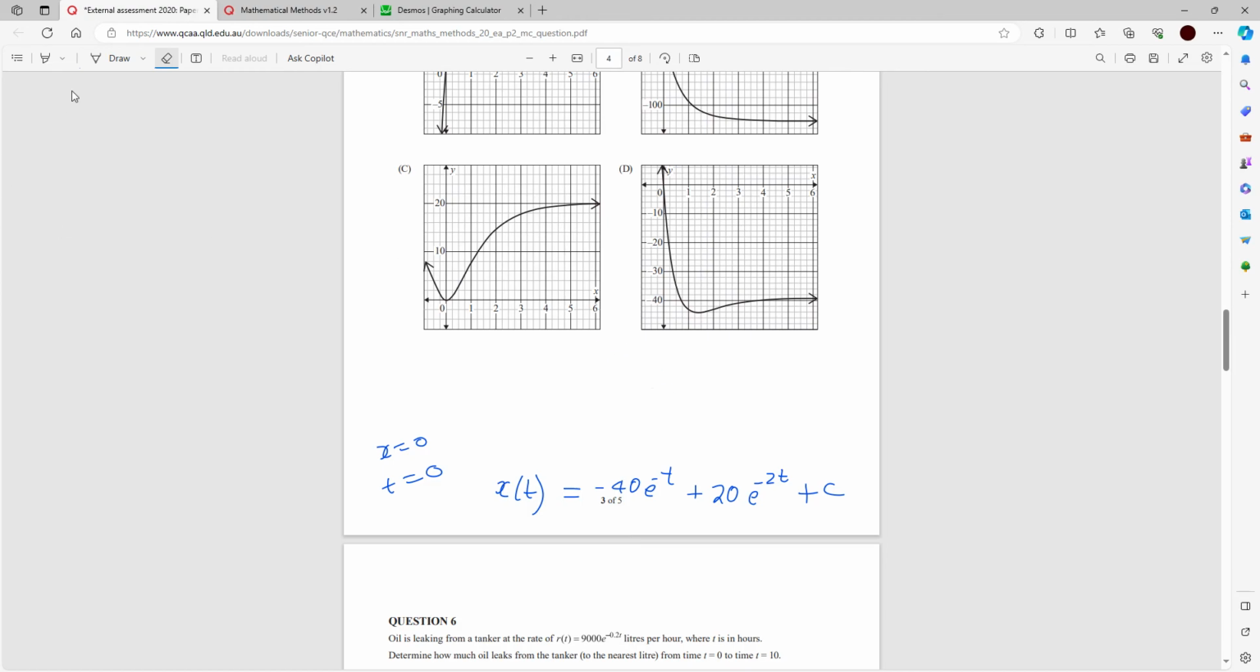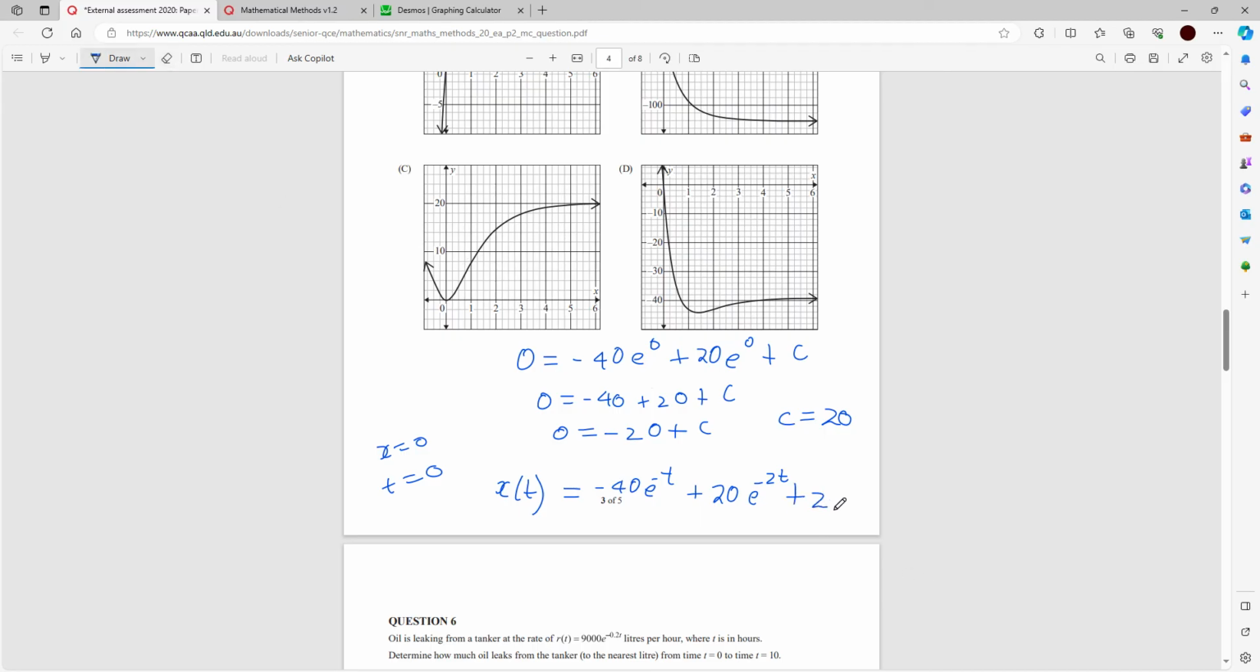So if I put in 0, I'm going to have 0 equals minus 40 e to the 0, plus 20 e to the 0 plus c. E to the 0 will be 1, so we're going to have 0 equals minus 40 plus 20 plus c. So therefore, we're going to have 0 equals minus 20 plus c. So therefore, c is going to be 20. So our function is plus 20.